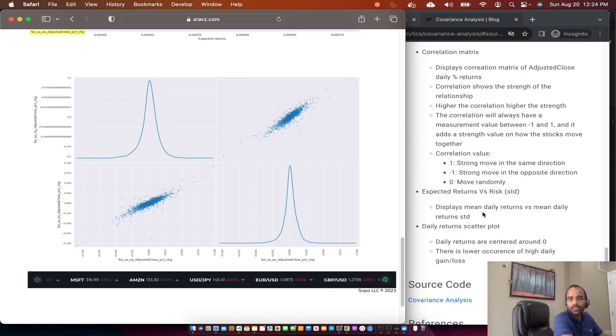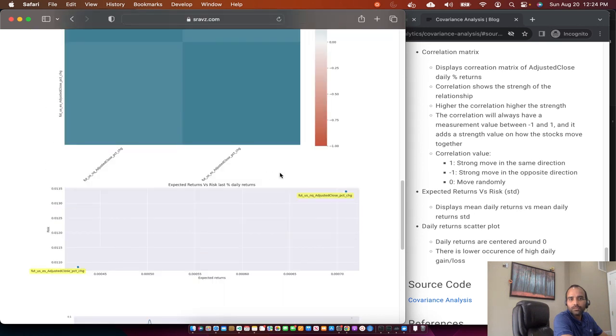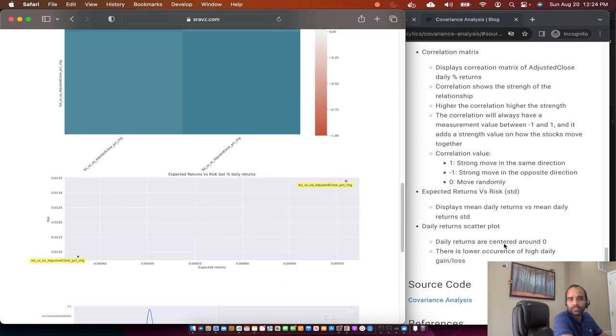And then these are some other plots we plot here. For example, we have this expected return versus risk. If you look here, risk, which is standard deviation, sigma, is on the y-axis and the expected returns on the x-axis. So Nasdaq has higher risk for more returns because it's more tech oriented and it's only 100 stocks.